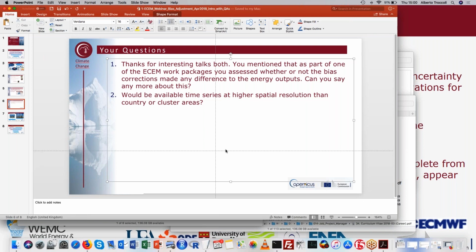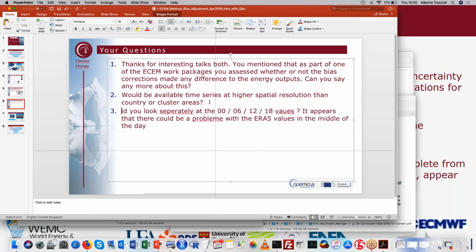So this question is, would the time series at higher spatial resolution be available, as opposed to the country and cluster average areas, which is a much coarser resolution? The data are available because I think we have put the full data set there, so it is possible to get the data out. But I have to admit, we haven't made that very easy, because you have to deal with very large data sets. But it is possible to get those numbers. So I need to probably talk to Alberto about that to make sure that they are available on the last link that I had up at the end of the talk. We certainly have the data. It's just a matter of making it available.